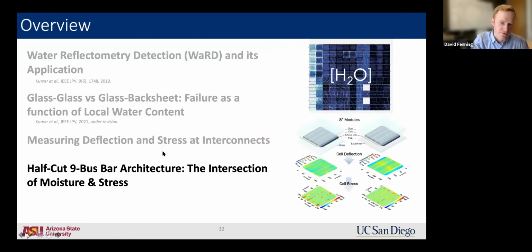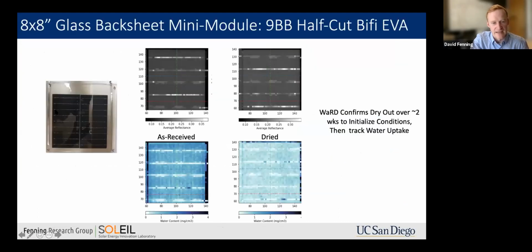In order to incorporate the effect of moisture in a fielded application, we are now working on integrating all of the above, right? Our Ward measurement of local water content and the effect on the deflection and stress. We focused on these 9 bus bar half-cut bifacial cells as really representing a kind of state-of-the-art and one direction where we see a lot of industry motion.